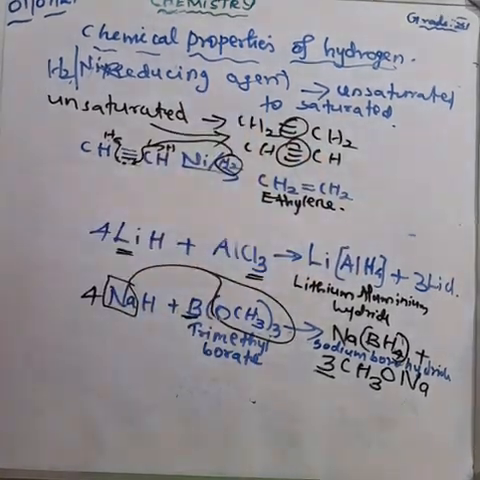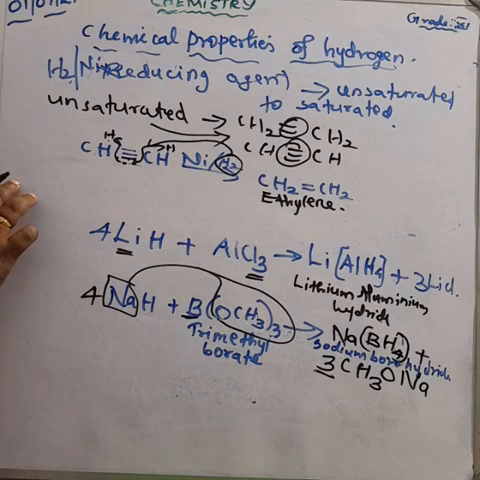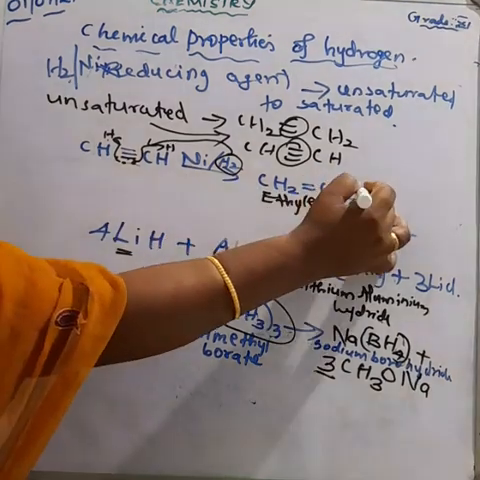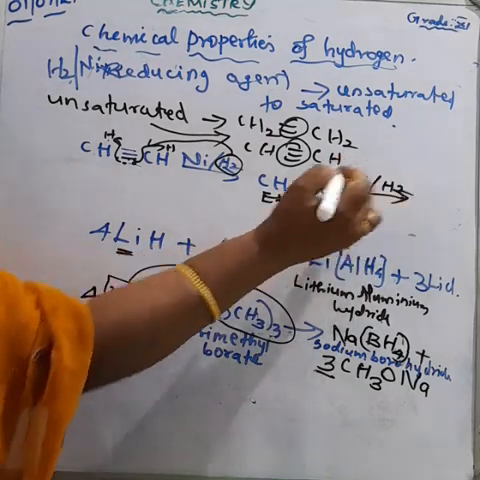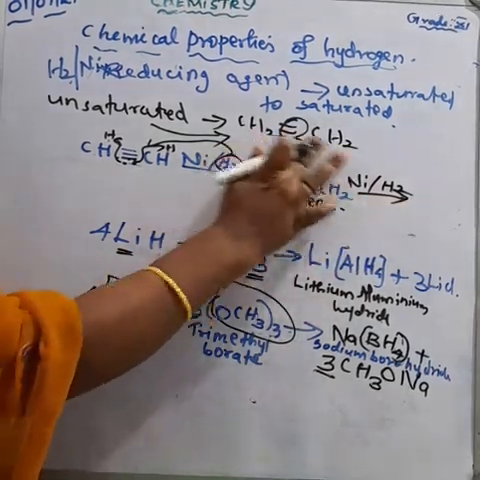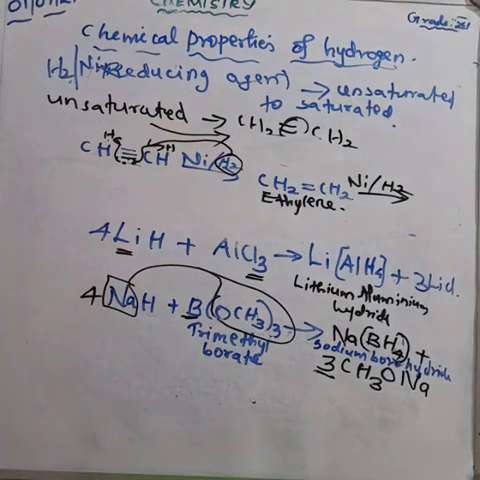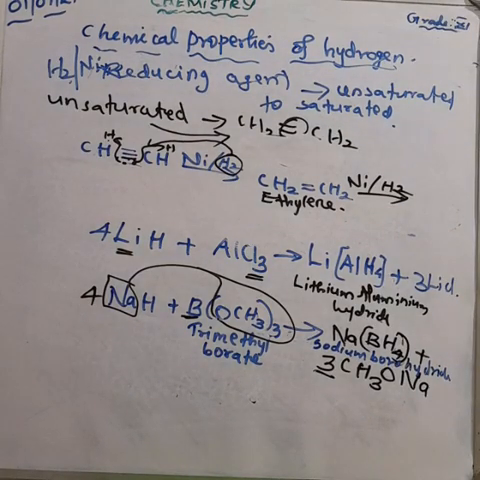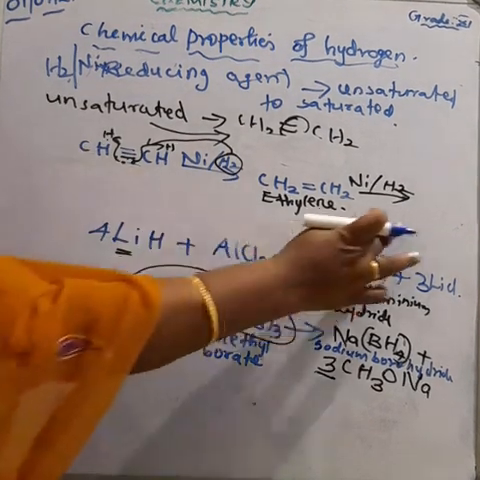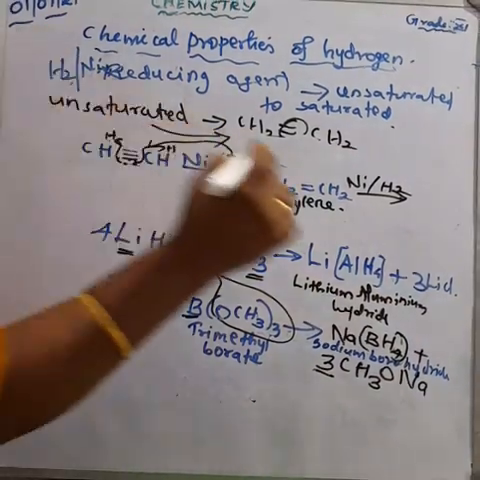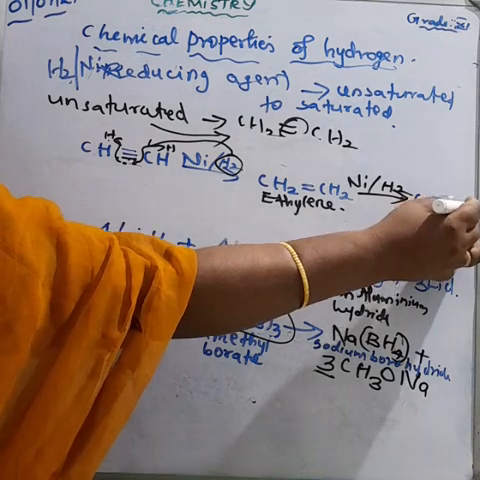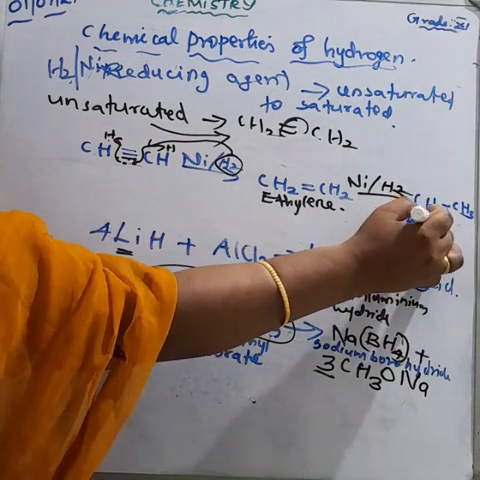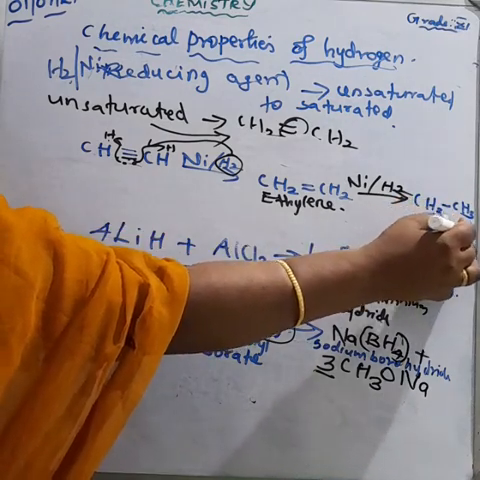Understood? So here, further reduction with nickel and hydrogen forms ethane. What is the formula for ethane? C2H6, ethane. Not ethyl, ethane.